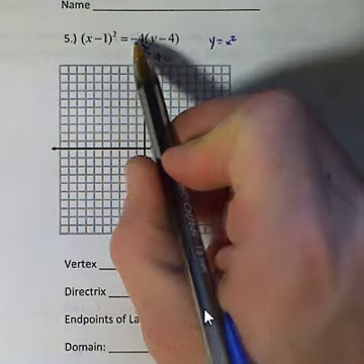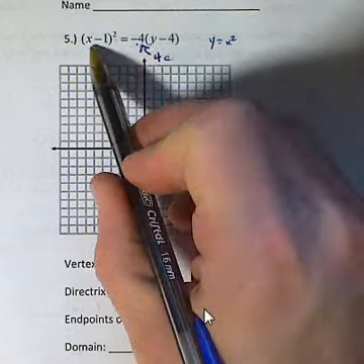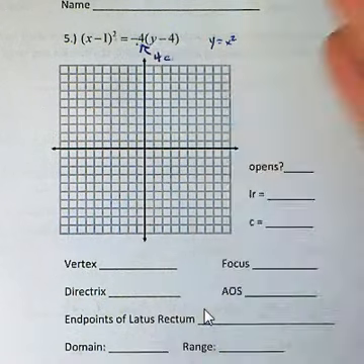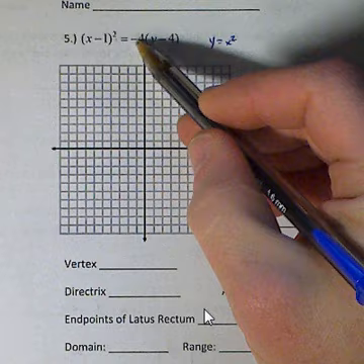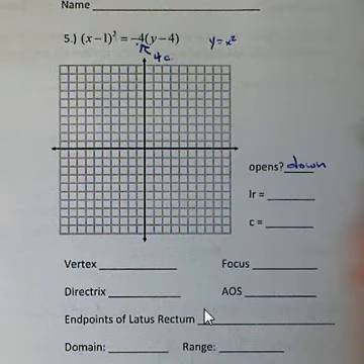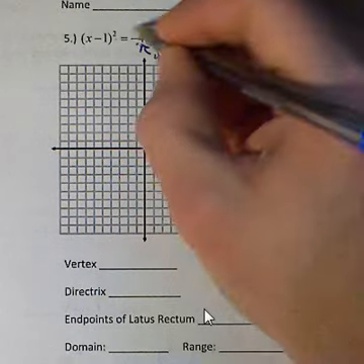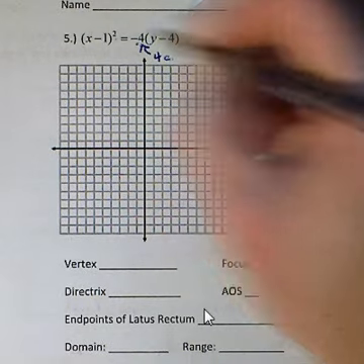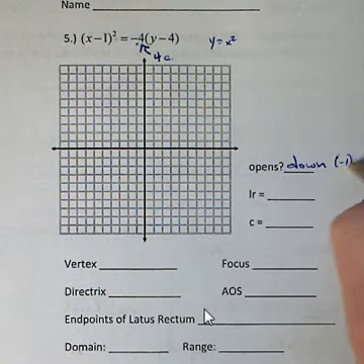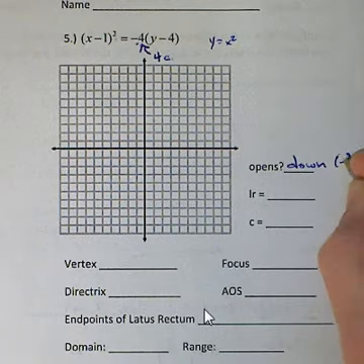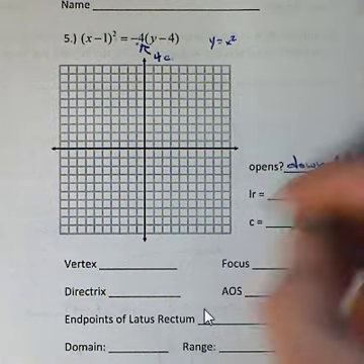So if this is a negative number, and I'm doing an x squared, that means it's either opening up or down. Since it's negative, it means it's opening down. So the length of the lattice rectum is this number right here. So the negative is telling me it's opening down, but the 4 is telling me the length of the lattice rectum.